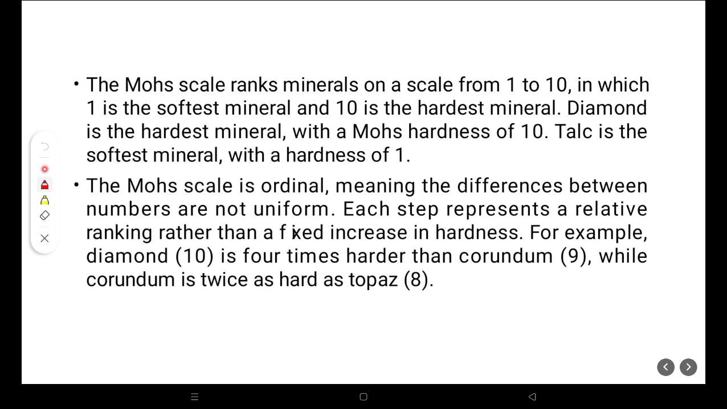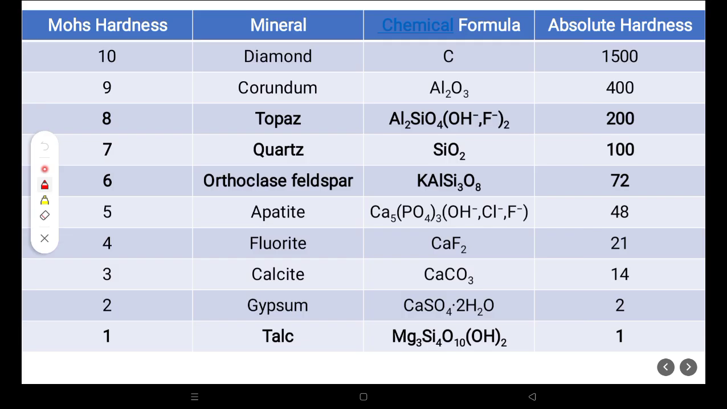So this is a fact. Here I have shown the table of the Mohs scale of hardness with their absolute hardness as well as the chemical formula. So the chemical formula is very important. You cannot remember all the formulas, but the basics like gypsum, calcite, fluorite, orthoclase, quartz, corundum, diamond, all these minerals you should remember properly.